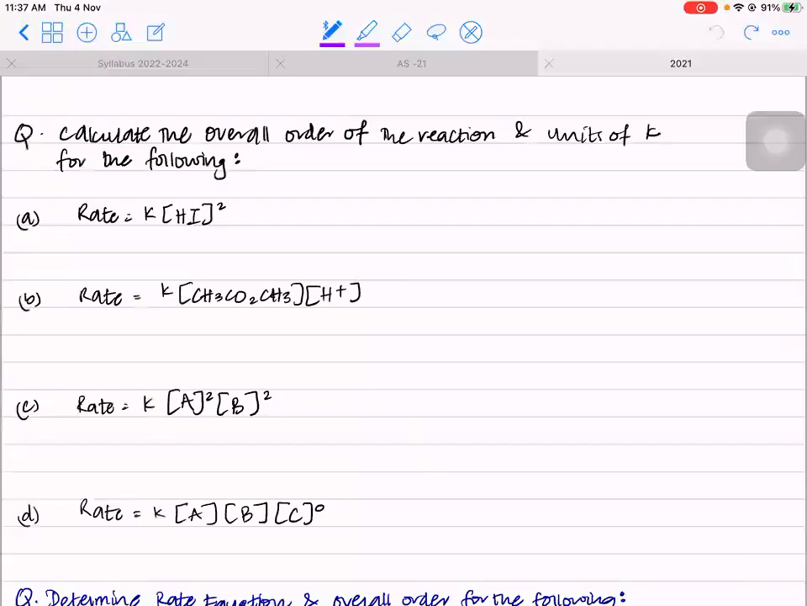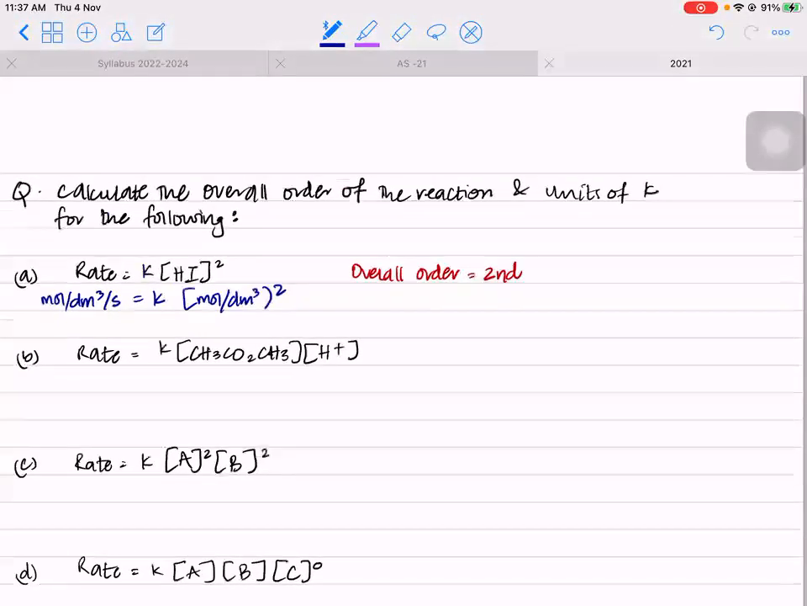All right. Calculate the overall order of the reaction and the units of K for the following. So let's see. The overall order would be second order, because there is only one of these reactants raised to the power 2. So the overall order will be second order. Let's find the units of K. How will we do that? Rate is mole per dm cube per second. We don't know K. And this would be what? Mole per dm cube squared, because the concentration is squared, so the units will also be squared.